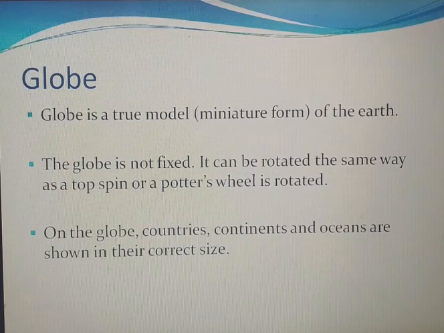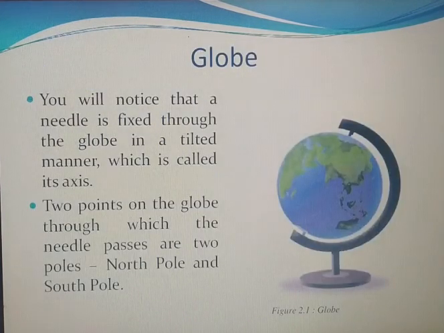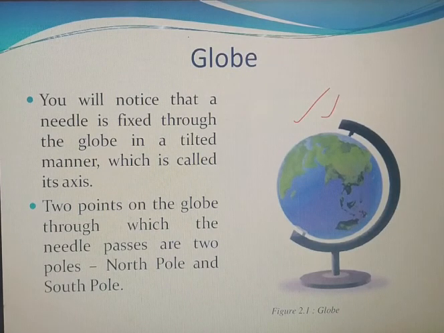So first we're going to start with the globe. What is a globe? Globe is a true model, a miniature form of the earth. It is a true model. Let me show you the picture of the globe. This one. This is a picture of a globe. It is taken from the NCERT book.